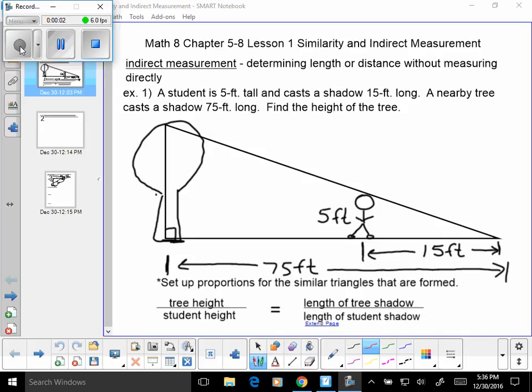This is lesson 5.8, and it's actually lesson 1 of similarity and indirect measurement. This is probably one of the most important uses we have for proportions and ratios, as well as scales. In this particular instance, what we're going to do is determine a length or a distance without actually measuring directly. And in some cases, you simply can't because of the situations involved. It would be too dangerous or almost impossible.